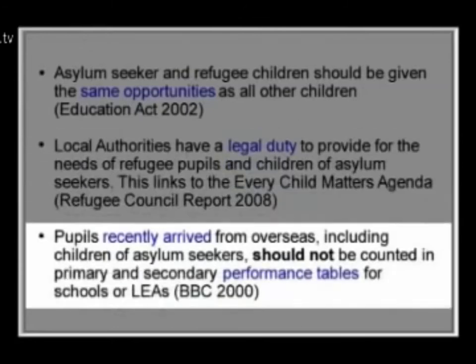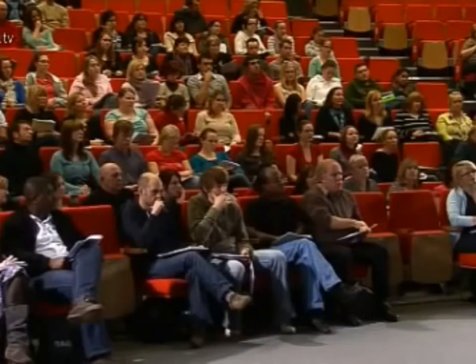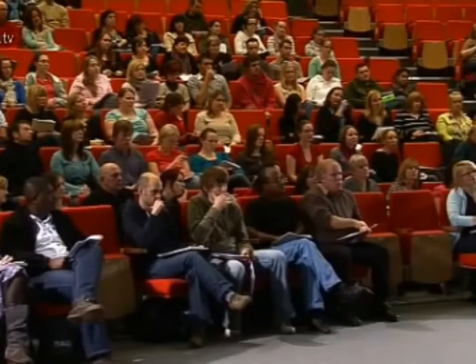Pupils recently arrived from overseas should not be included in performance tables, which is fascinating if you think about it. We are table-driven, assessment-led in some cases. Yet children with an additional language will have an effect on your performance table and your GCSEs. So the local authorities, the governments have said they shouldn't be part of it because it will skew it. So really, refugee status, asylum seekers, all this is what we need to be aware of.